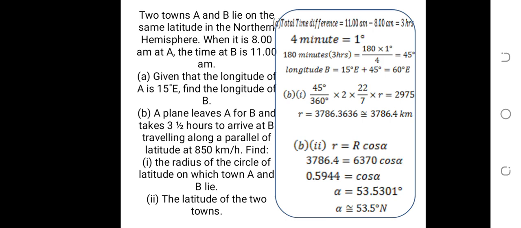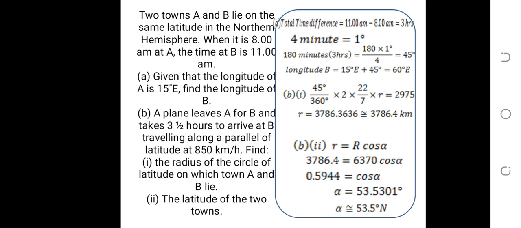Towns A and B lie on the same latitude in the northern hemisphere. When it is 8 a.m. at A, the time at B is 11 a.m. A. Given that the longitude of A is 15 degrees east, find the longitude of B.